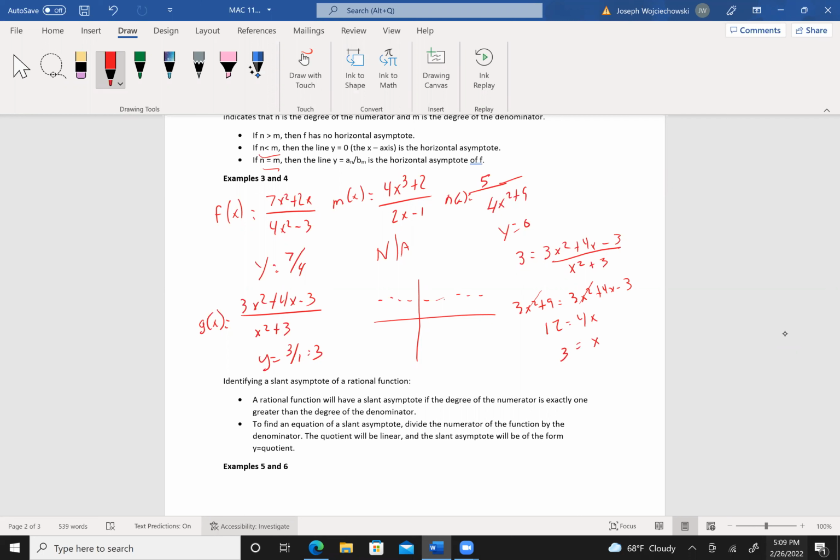So it crosses at 3, 3. Here's actually what this looks like. It goes up, it crosses, and then it starts coming back down and doesn't cross. And there's another side over here, like that, for the full graph.